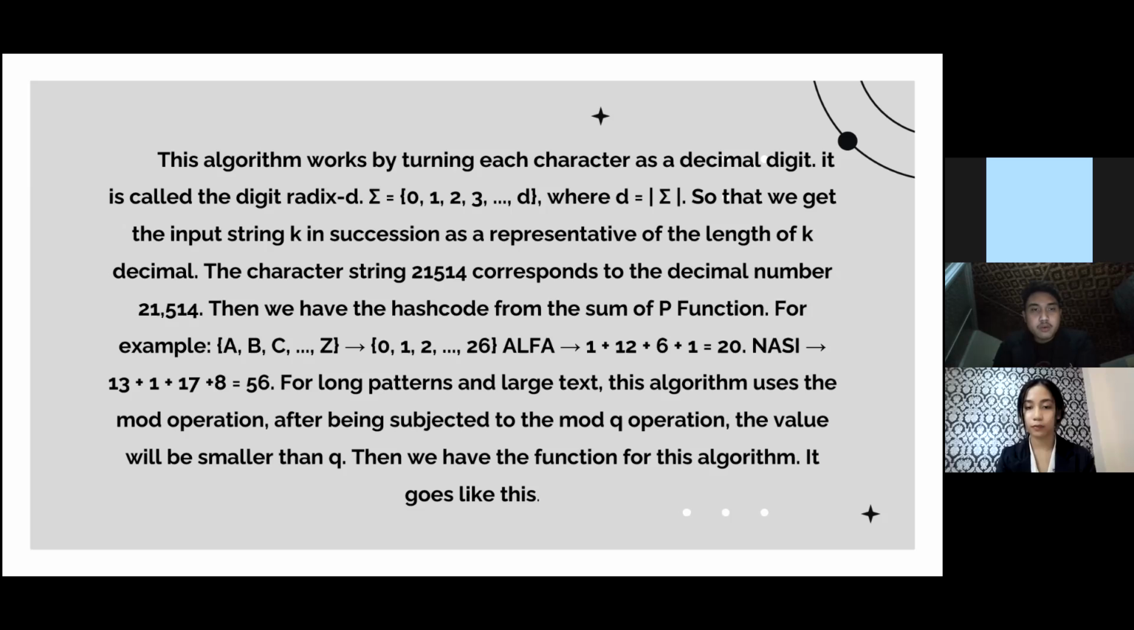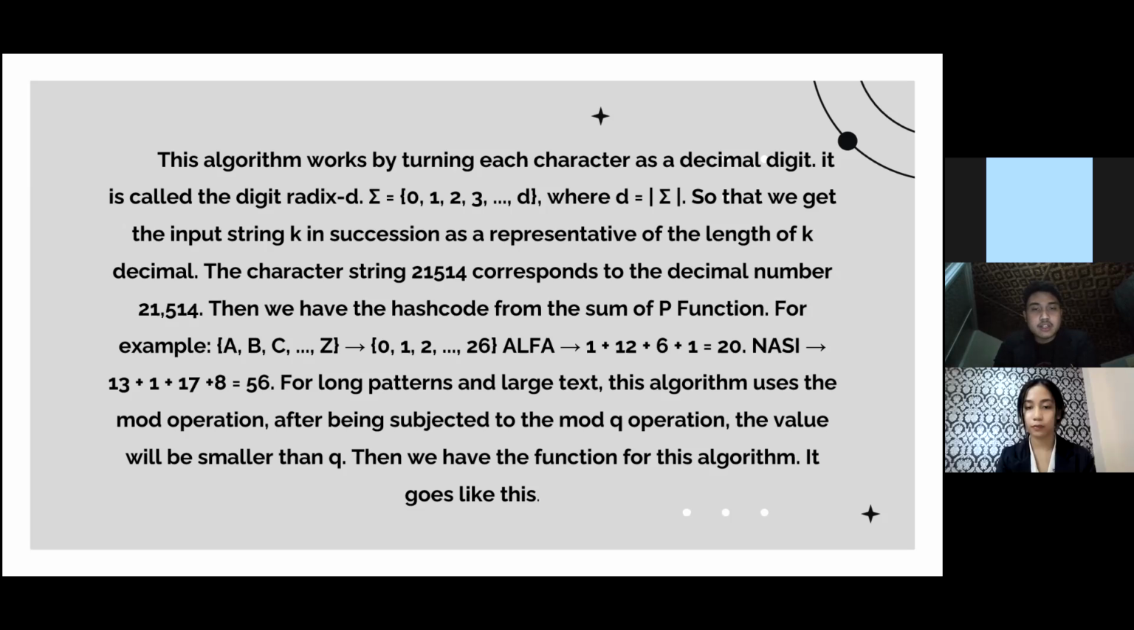The character string 21514 corresponds to the decimal number 21,514. Then we have the hash code from the sum of the P function. For example, ABC until Z equals 0 until 26.